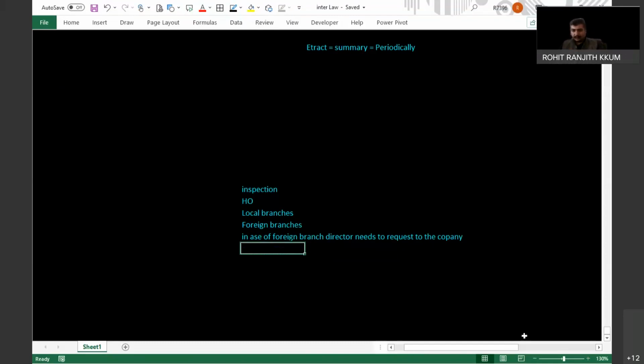All right. So please note it down, guys, that as far as the inspection of the branch accounts is concerned, at HO there is no problem, local branches no problem, but for foreign branches, the director needs to request the company, and if it is permitted by the company, then and only then it can be inspected.